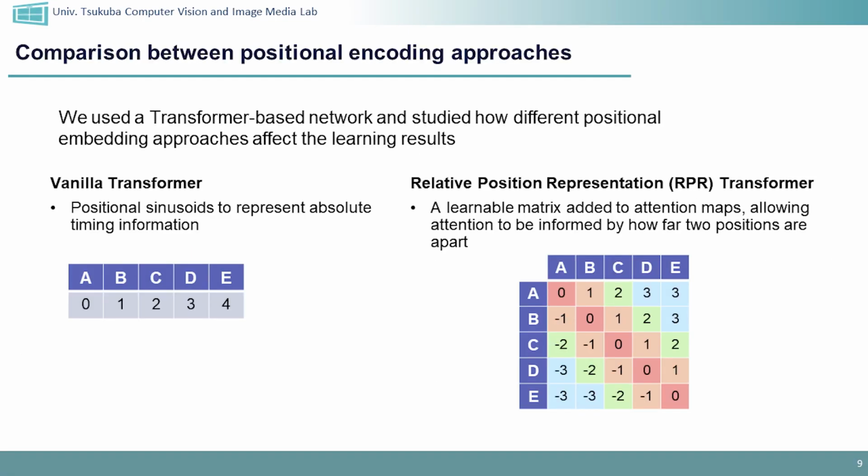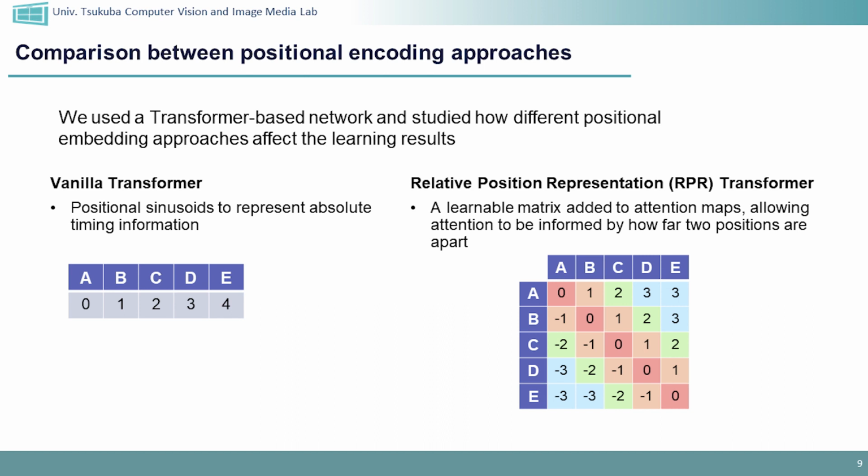In this research, we constructed a network based on the transformer for generating camera motion. Regarding the position embedding method used in the transformer, we verified the difference in camera work learning due to the difference in position embedding methods. Two approaches are compared in the experiment, the original transformer and a relative positional representation transformer.